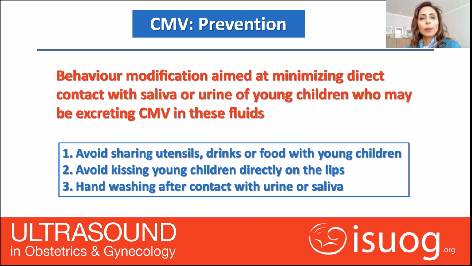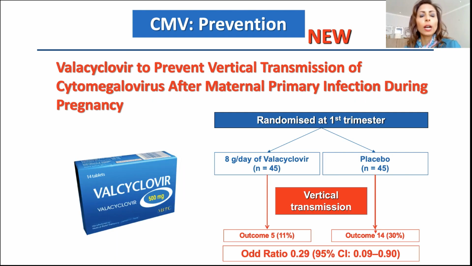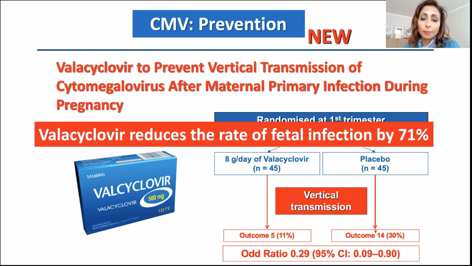What about prevention? Well, we have evidence that behavior modification aiming at reducing the risk of maternal CMV infection in the first place could be beneficial, and that's mainly reducing contact with body fluids, such as saliva or urine of young children. There is recent evidence from a randomized controlled trial that in women with primary CMV infection in the periconception period or the first trimester, if we give oral valacyclovir, again the high dose, so 8 grams per day, it reduces the risk of vertical transmission by about 70%.